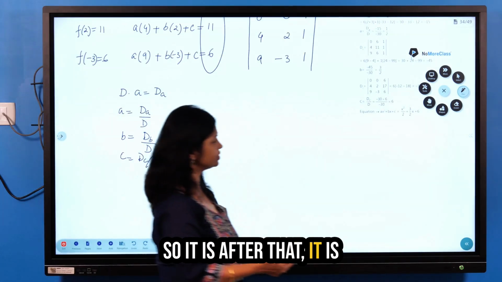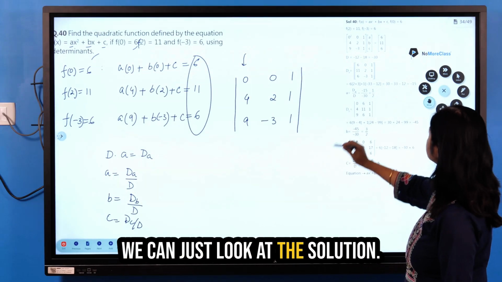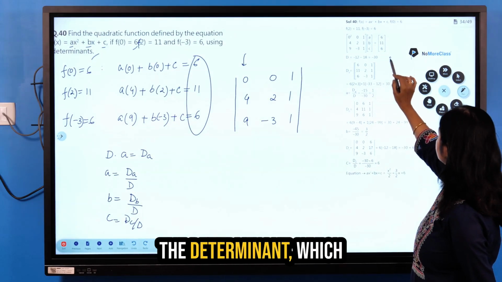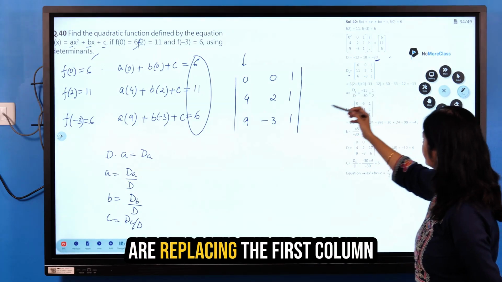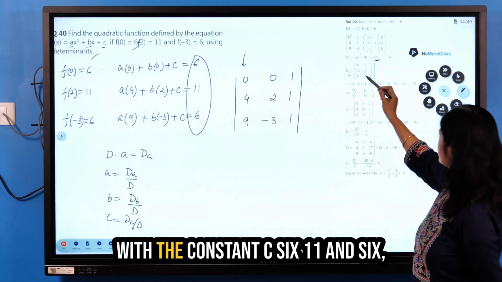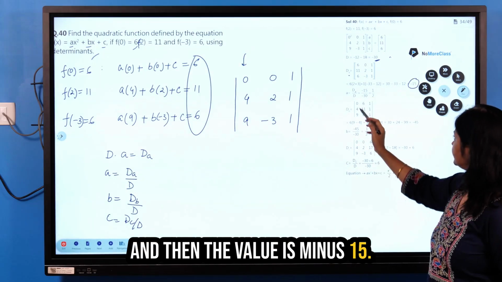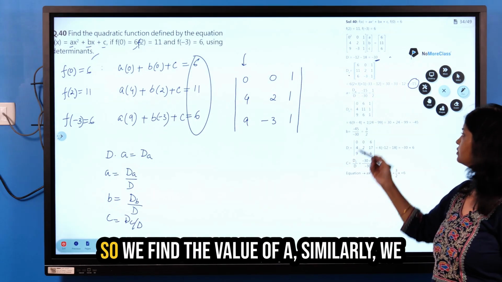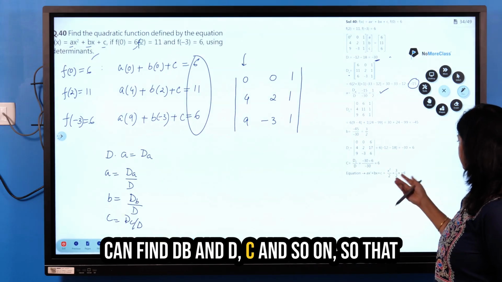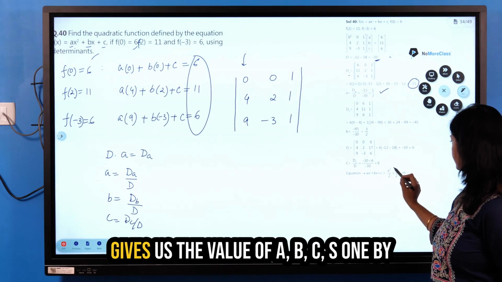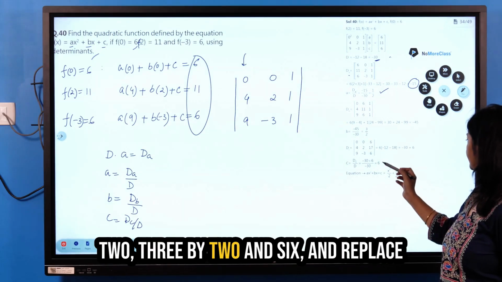After that it is simply finding the values. So we can just get the solution. We first find the value of the determinant, which is coming to be -30. And how are we creating D_a? We are replacing the first column with the constants 6, 11, and 6, and then the value is -15. So a is equal to -15 by -30. So we find the value of a. Similarly, we can find D_b and D_c. That gives us the values of a, b, c as 1/2, 3/2, and 6.